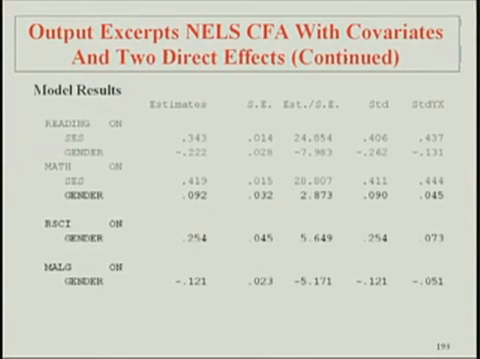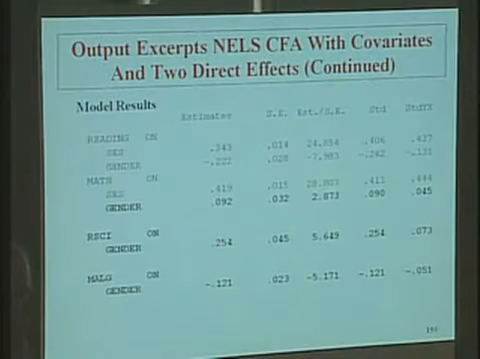And here are our direct effects at the bottom of the left screen. Reading science on gender, significant, positive. So that would mean that females, or rather males, do better on reading science. Male is 1. And the relationship between math algebra and gender is negative, so females do better on that item. Okay, so that taken together with the regression of the two factors on the covariates gives us the information we need.